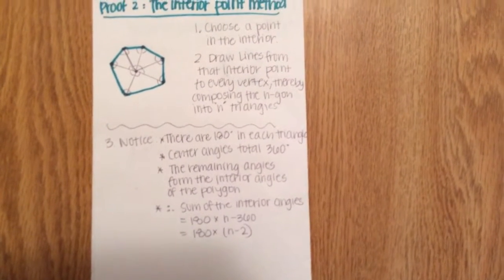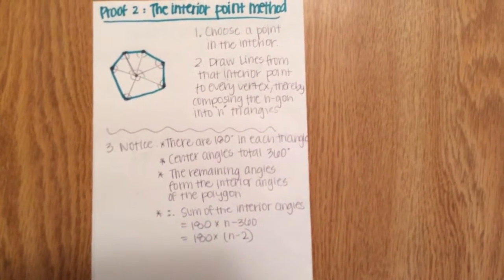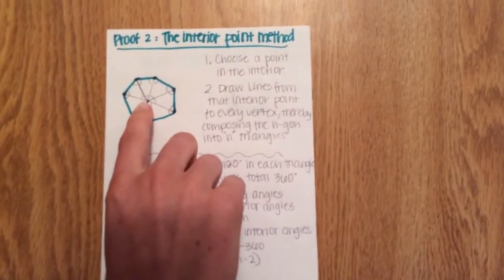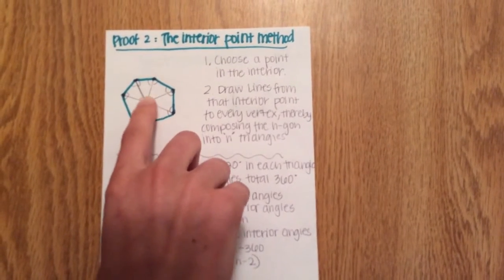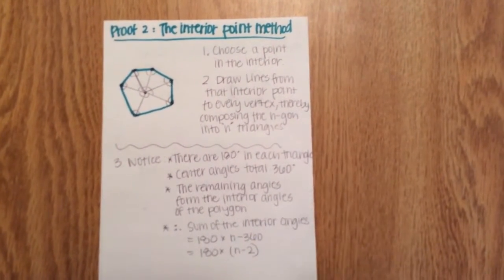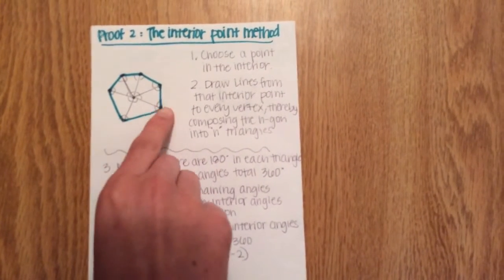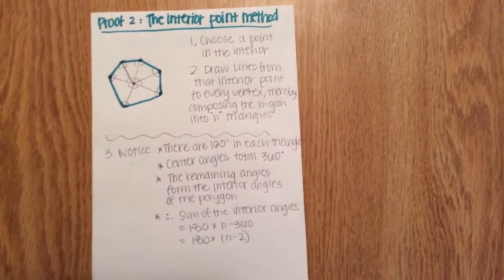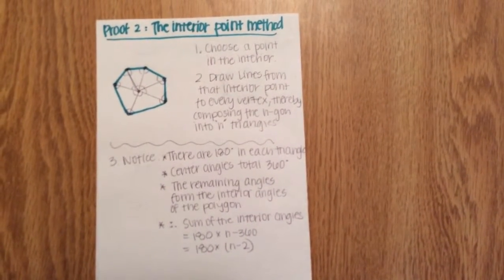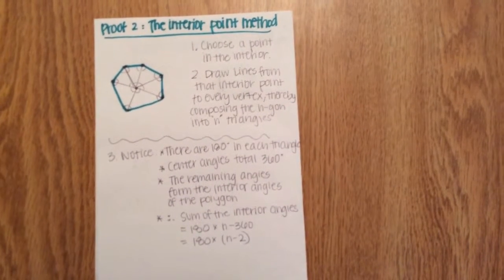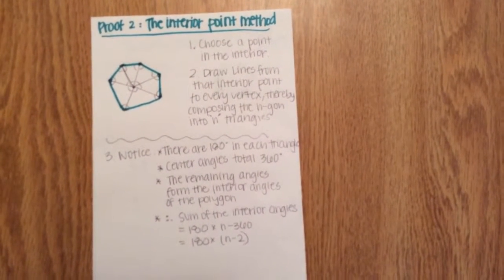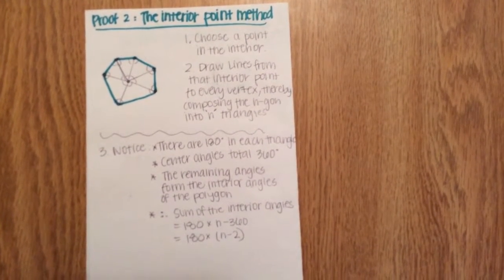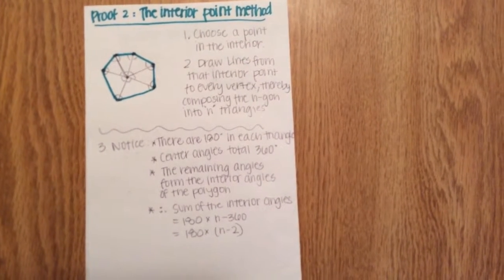Therefore we notice that there are 180 degrees in each triangle, and the center angles of this polygon, of all the triangles that compose it, equal 360 degrees. Then the remaining angles, which are on the outsides, form the interior angles of the entire polygon. So the sum of the interior angles is 180 degrees, which is the amount of degrees in each triangle, times n, minus the 360 degrees created in the middle. Therefore 180 times n minus 2 is our conclusion.